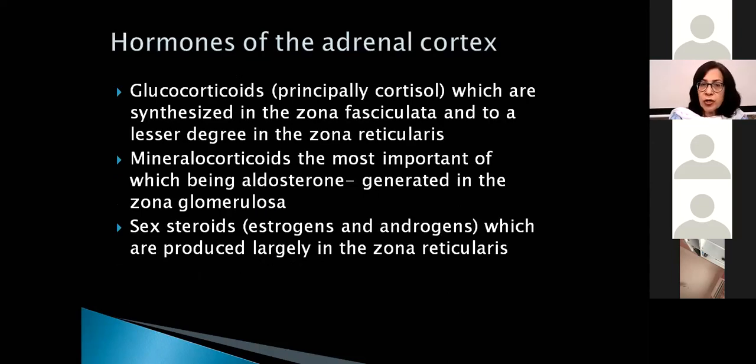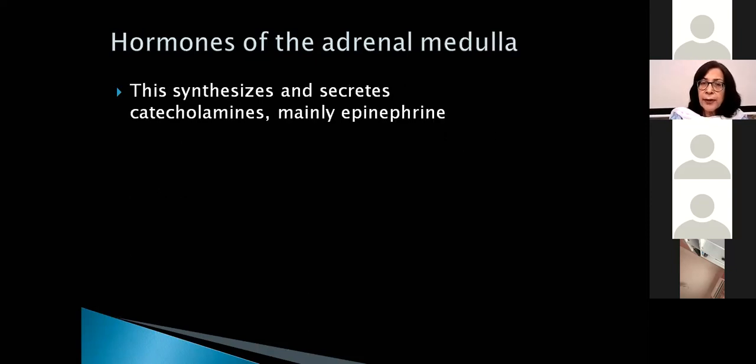The hormones of the adrenal cortex are mainly glucocorticoids, principally cortisol, which are synthesized in the zona fasciculata and to a lesser degree in the zona reticularis. Mineralocorticoids, the most important of which is aldosterone, are generated in the glomerulosa, and sex steroids, estrogens and androgens, are produced largely in the zona reticularis. The adrenal medulla synthesizes catecholamines, mainly epinephrine.